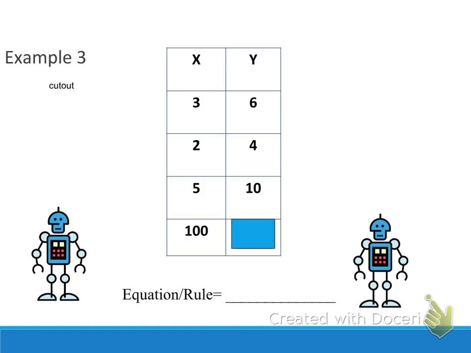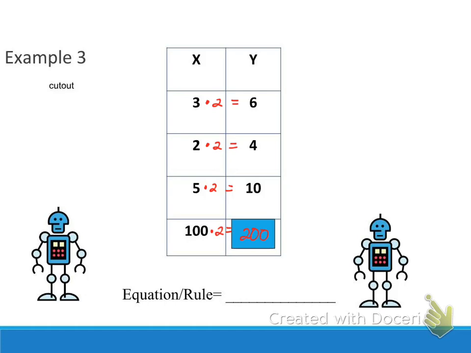Okay, so it goes up, so that means we're going to multiply or add. So in this case, we are multiplying. So 3 times 2, 2 times 2 is 4. 5 times 2 is 10. And 100 times 2, that gives us the missing number is 200. So our missing number is 200.